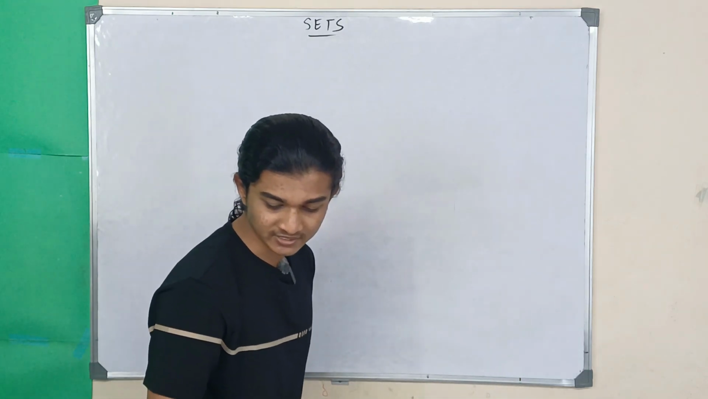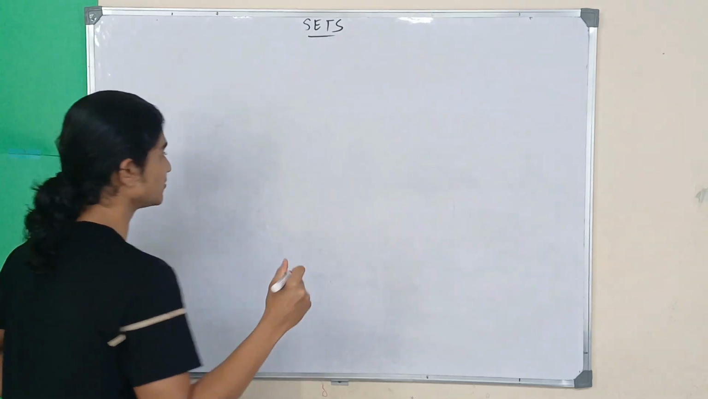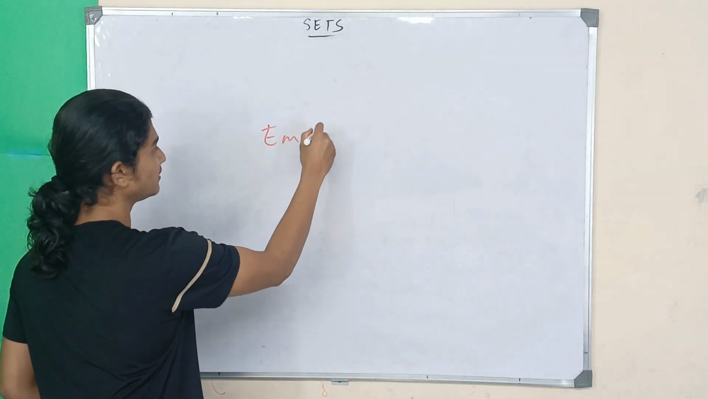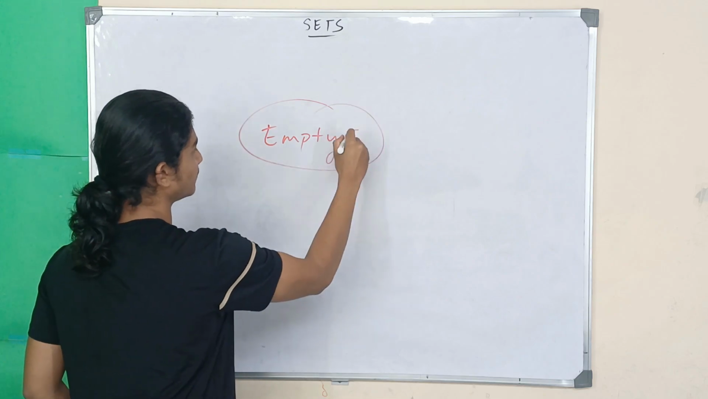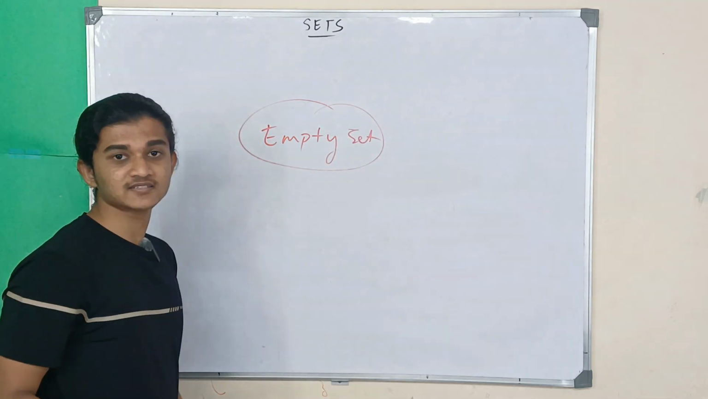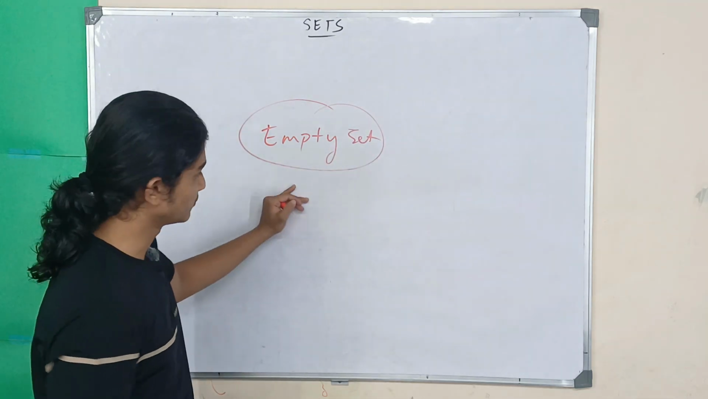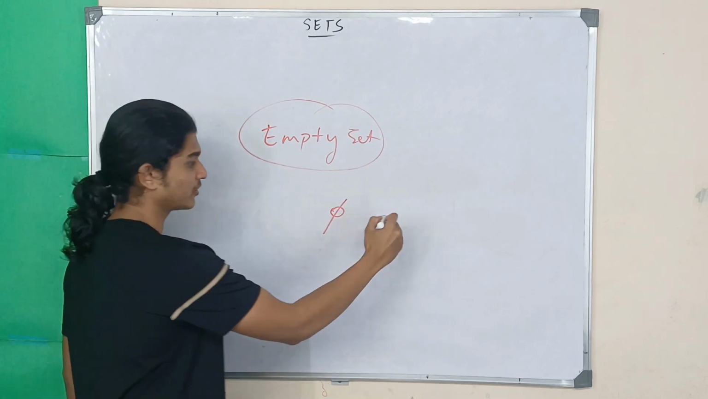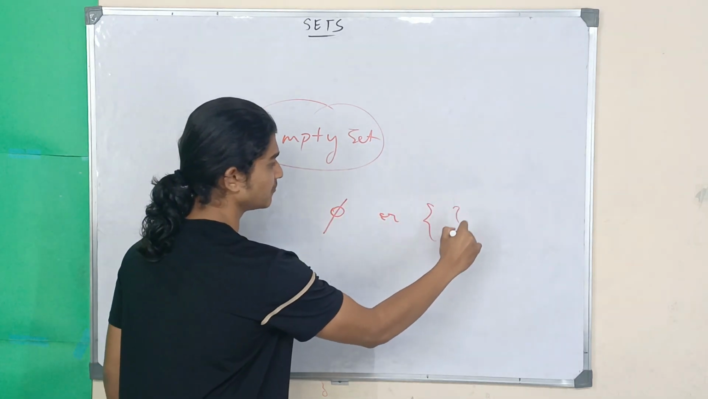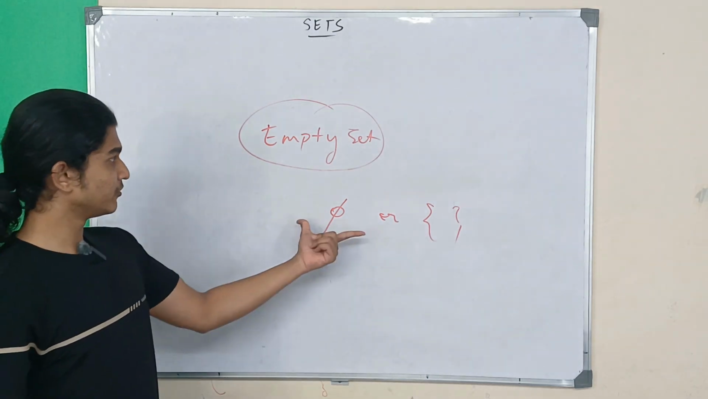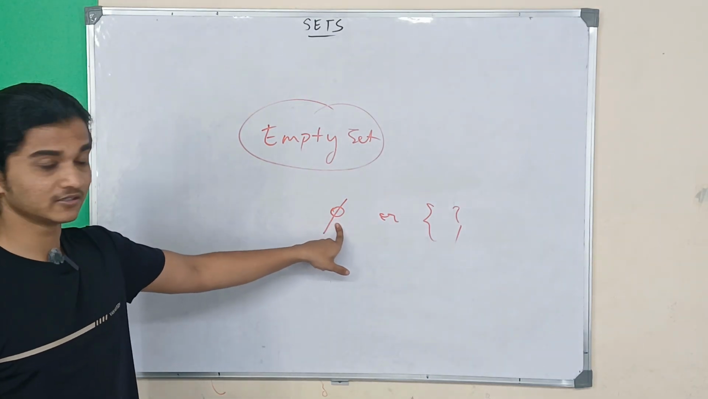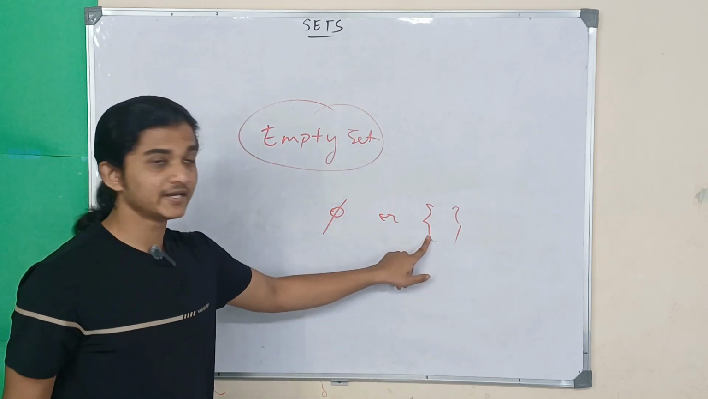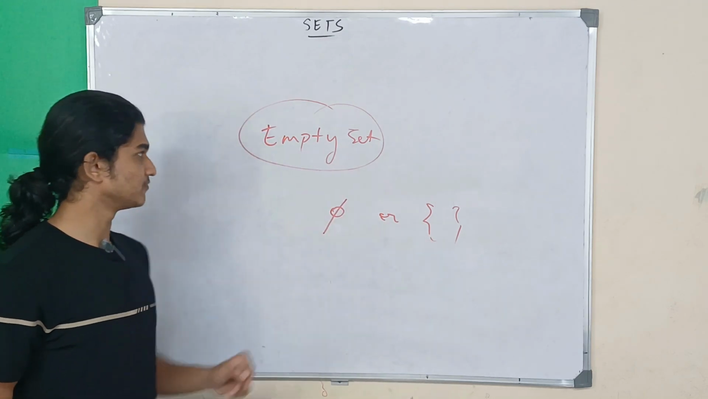So what is an empty set? An empty set is the one which has no elements in it. It is basically empty. It doesn't have any element inside the set. An empty set is denoted by phi. So this is how an empty set is denoted, or you can simply write two flower brackets with no elements in it. So we denote an empty set either by using this sign, called phi, which is a Greek letter, or by simply writing two empty flower brackets. So that was the first one.